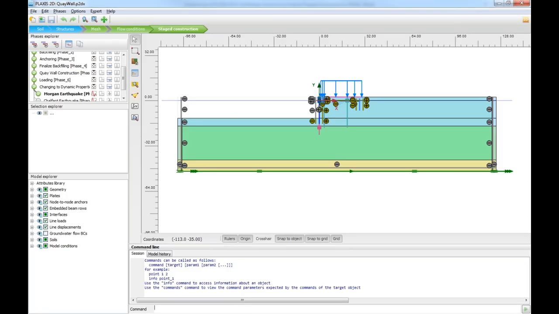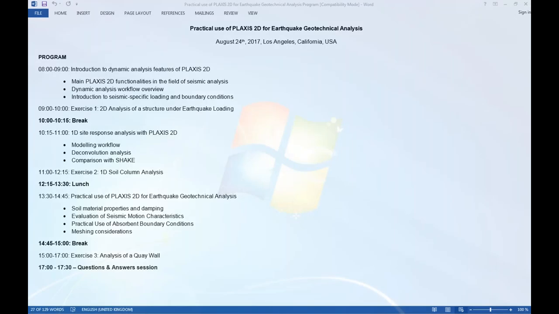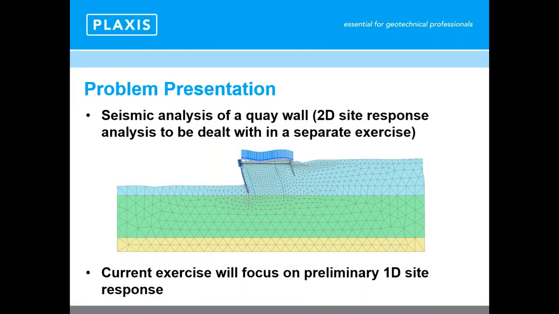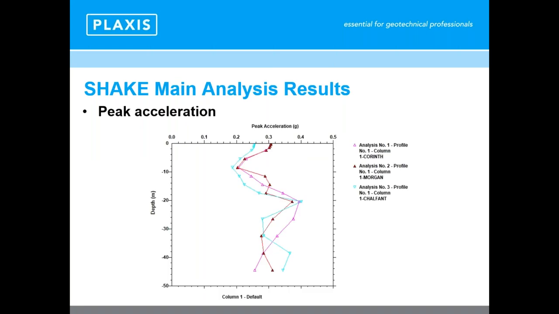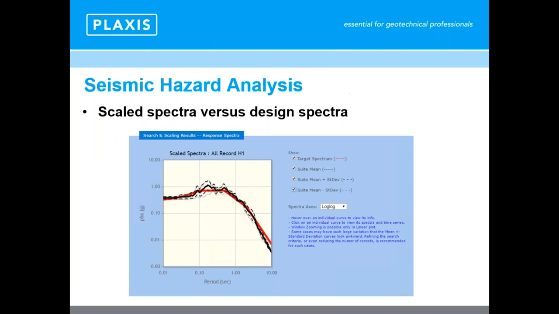As you could see in this program, a large part of the day will be focusing on a comprehensive case study related to the analysis of a quay wall, here presented. The first part of this exercise will illustrate the setting up of a simple model for the 1D site response analysis on the basis of an existing solution from SHAKE, which has been specifically developed for that case study, where the results are presented here.